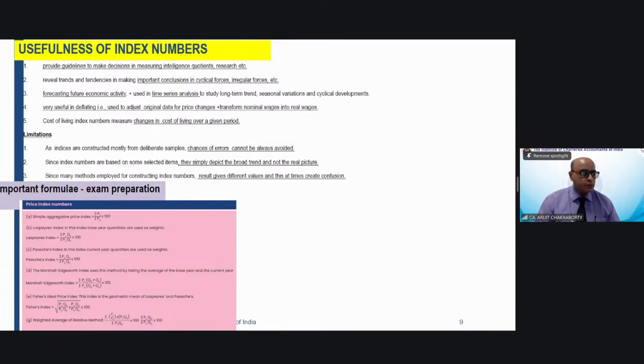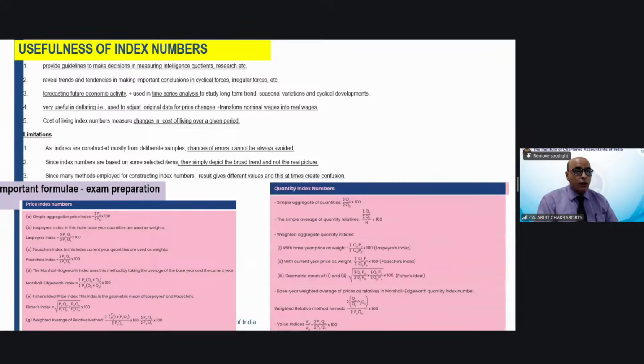Finally, we have also discussed the weighted average and the relative method. On the right hand side, I have jotted down all the important quantity index numbers. So you can see for this particular chapter, it's very simple to remember, but just be very cautious and careful about the different measures and methods: price index, quantity index, and in general, we have the last period index where the base year quantity is the weight.